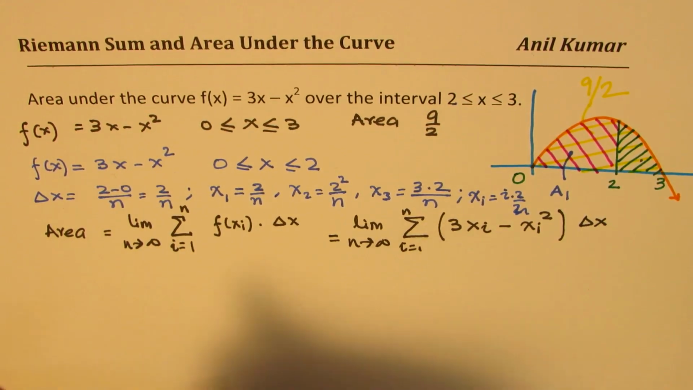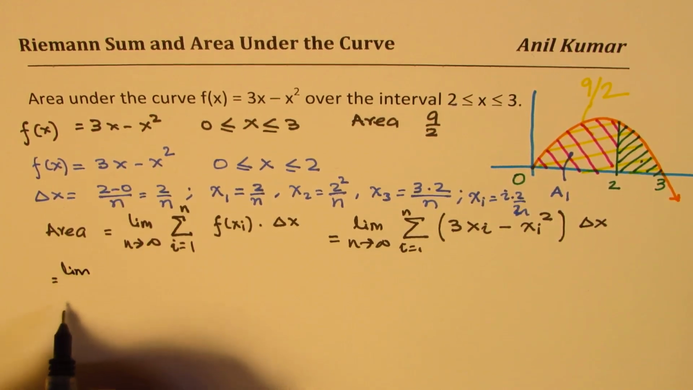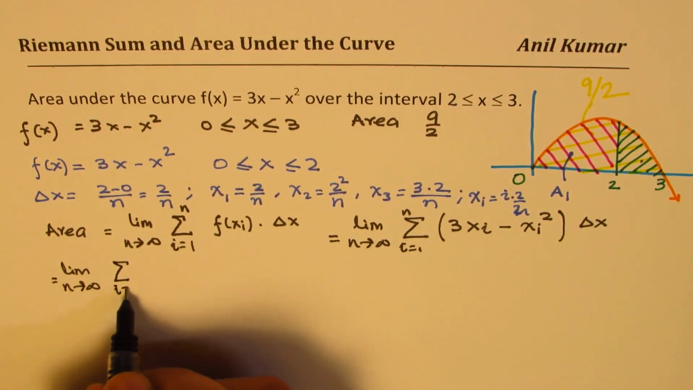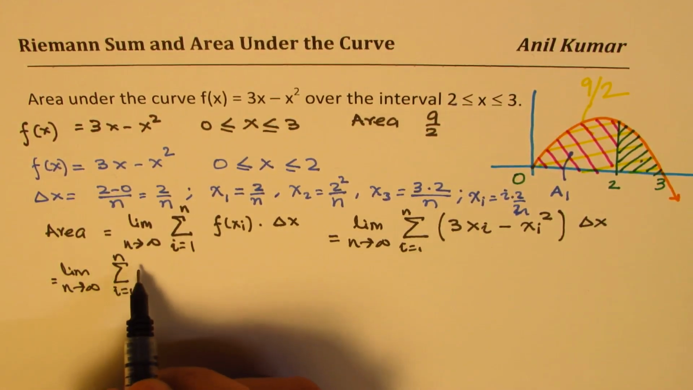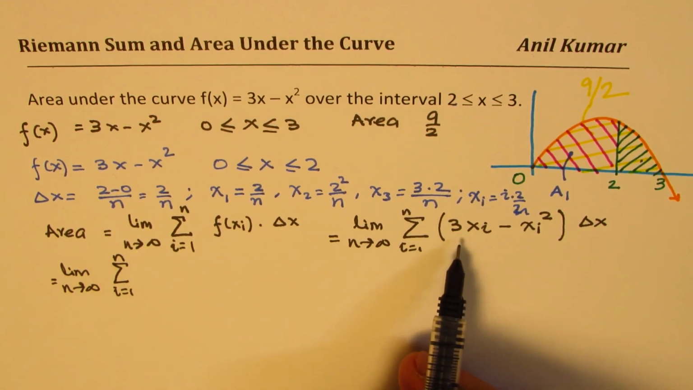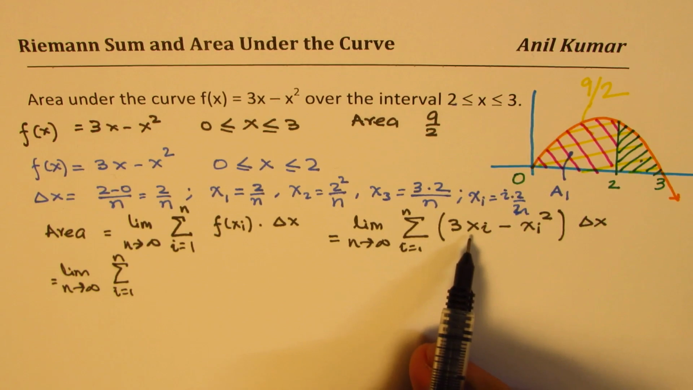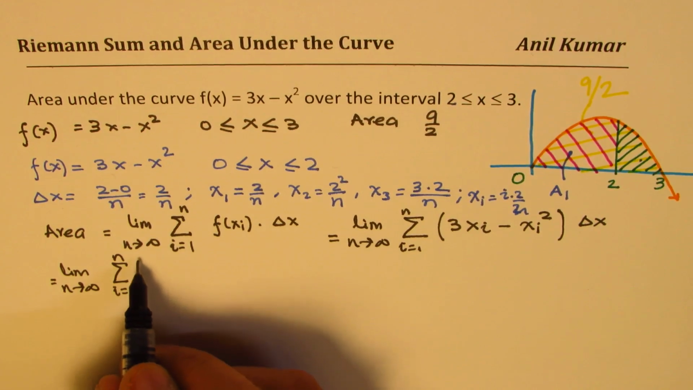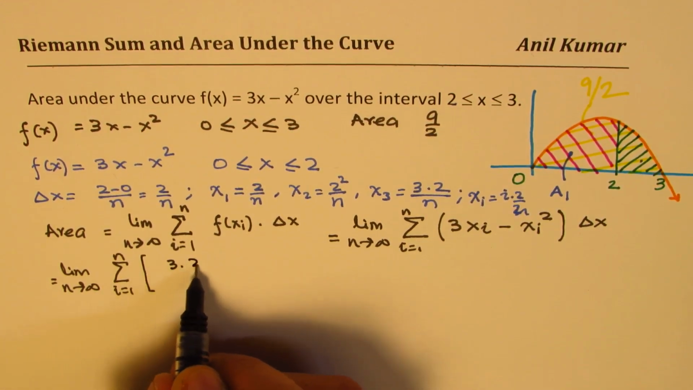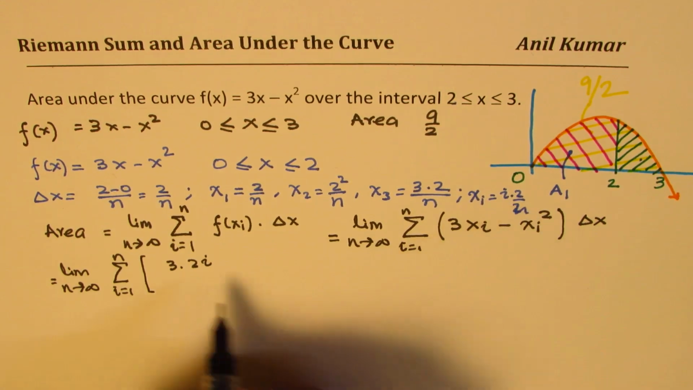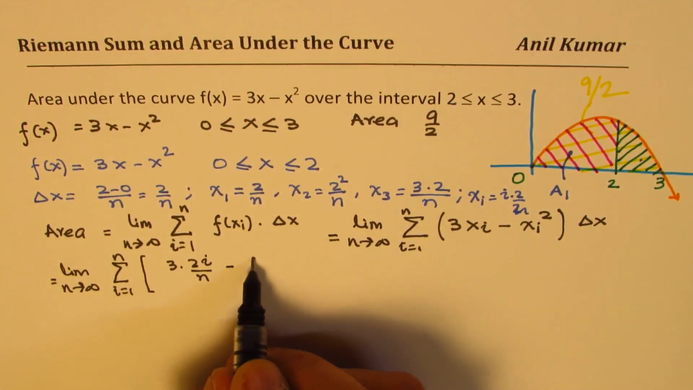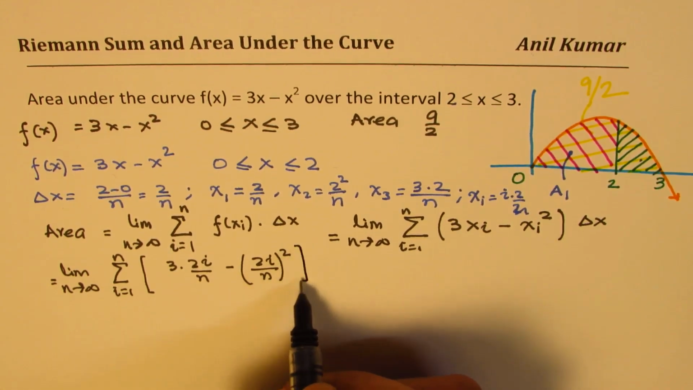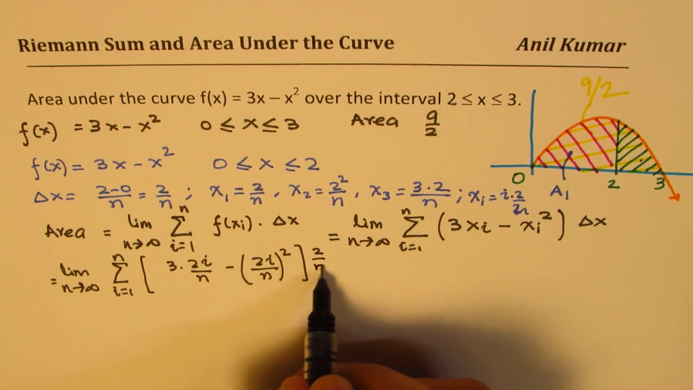Substituting these values, which we just calculated, we know this is limit n approaches infinity, sum of i equals 1 to n. Now, when I say 3xi, xi for us is 2i over n, right? So we'll write this as 3 times 2i over n, that is the value of xi, minus 2i over n whole square. All this being multiplied by delta x, which is 2 over n.